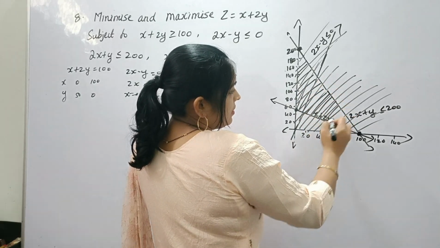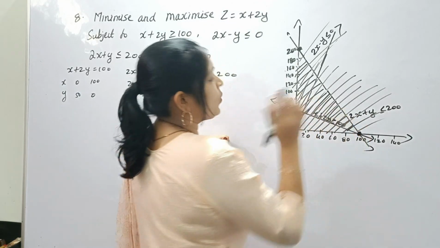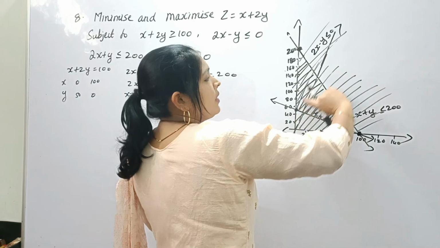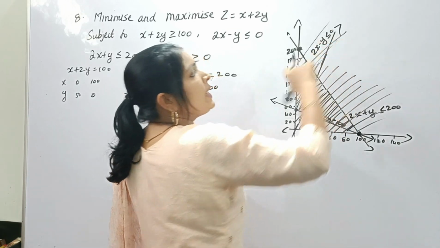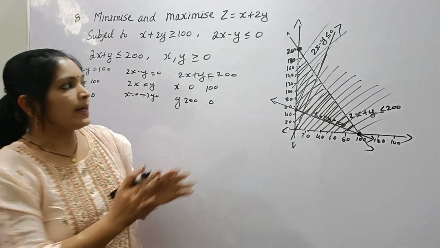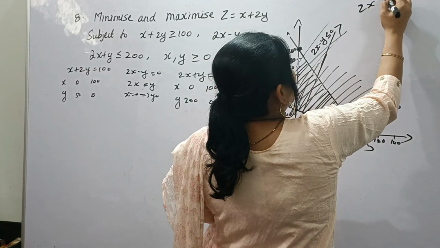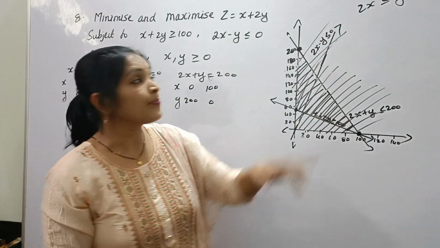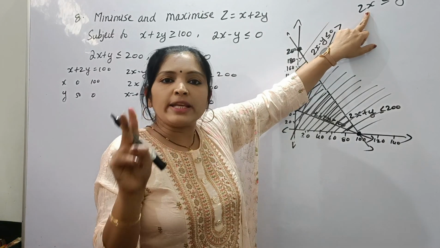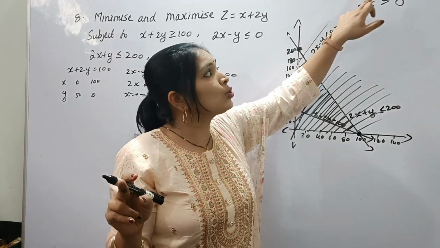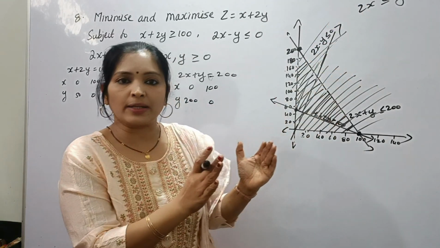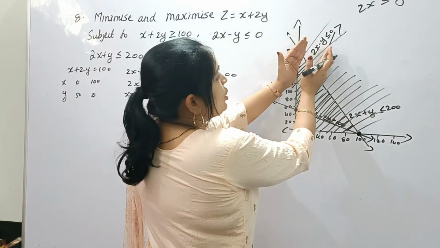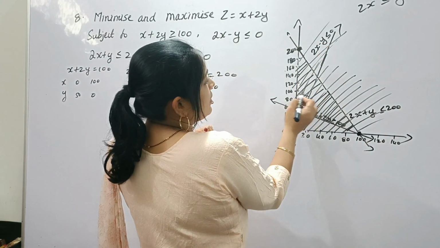Inside the line, that is towards origin. Next is 2x minus y. Look at this constraint: 2x minus y less than or equal to 0. That is 2x less than or equal to y, that is y is greater than or equal to 2x. Means when x is equal to 1, y is equal to 2. When x is equal to 2, y is equal to 4. Y is greater, means the region is towards y-axis.